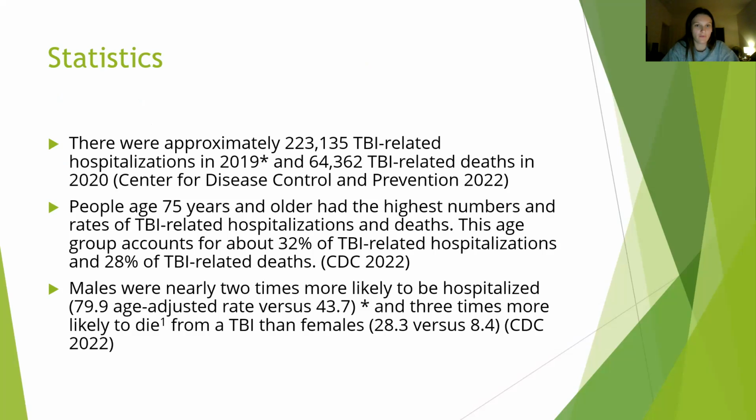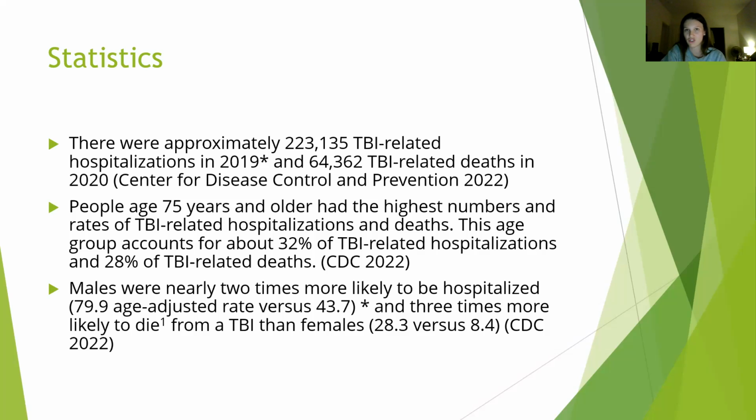Approximately 223,000 TBI related hospitalizations in 2019, and approximately 64,362 deaths. The difference between life and death in these situations, especially with the mild to moderate TBIs, is going to the hospital and getting treatment. It plays a huge role in how soon you're treated and how much brain damage is detected. These are highly preventable deaths, obviously. Mostly they're all accidental.